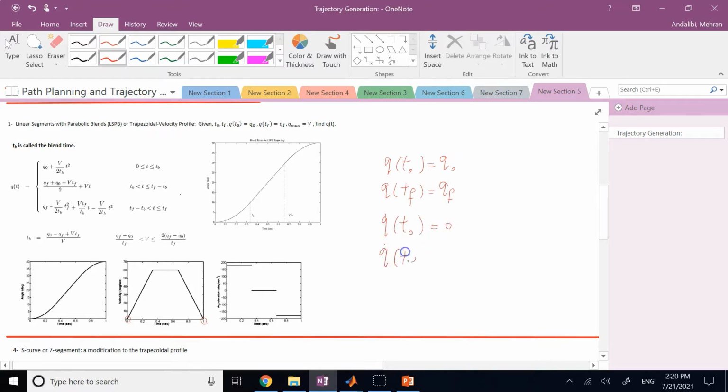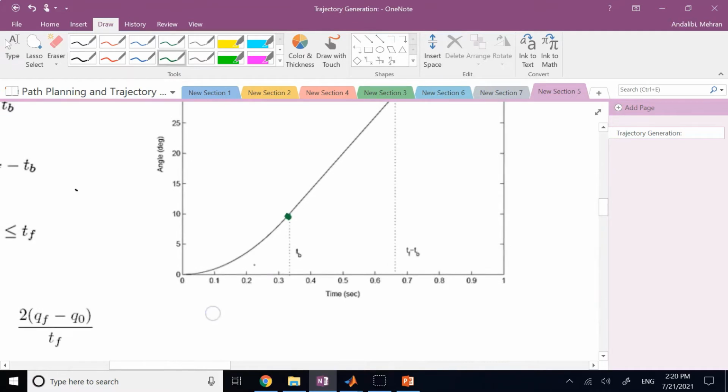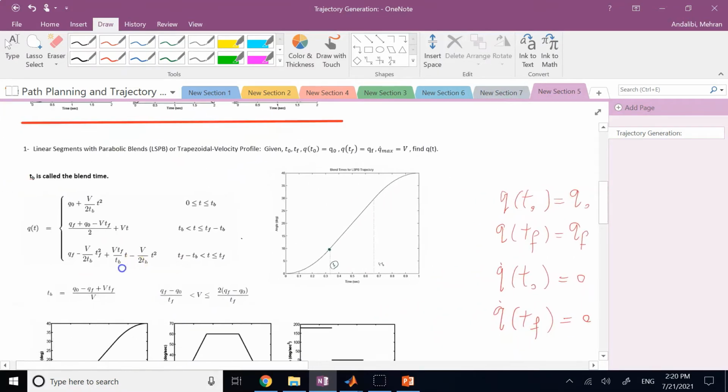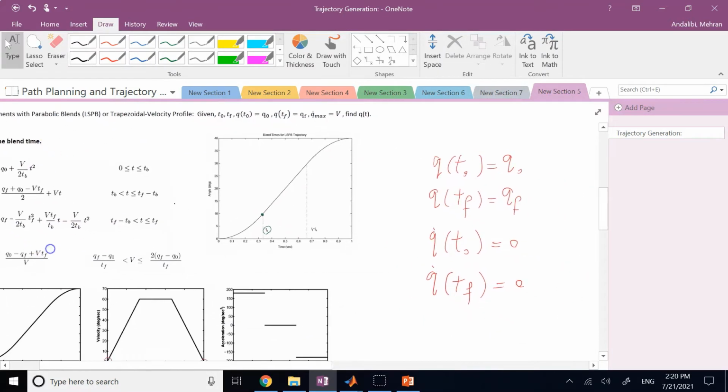q dot at t final is equal to 0. This is 4. Then we have continuity conditions, which is basically at this time where you go from parabola to the line, and we call it TB or blend time, which I mentioned for you here. At the blend time, which is an unknown, and we have to determine that, at this T blend, the value of q from the first function should be the same as the second function.